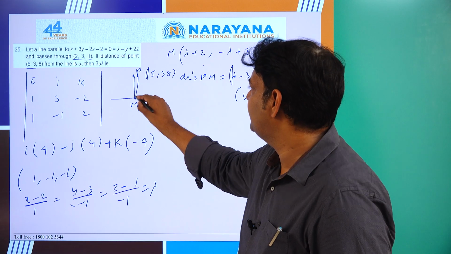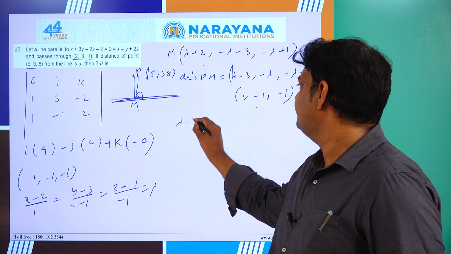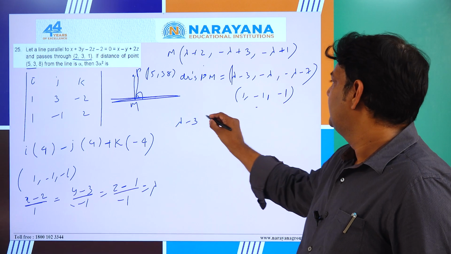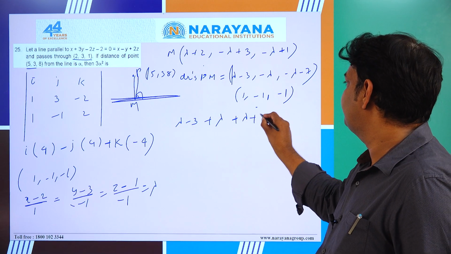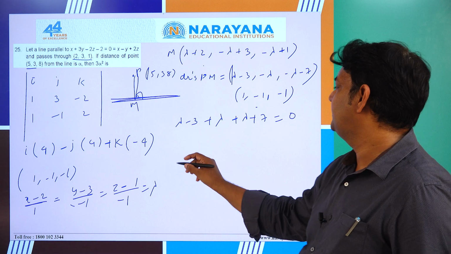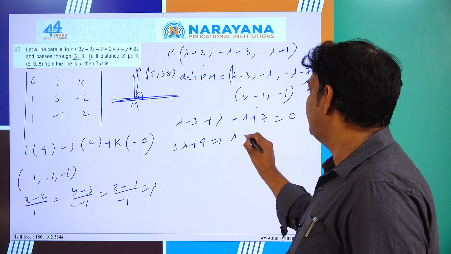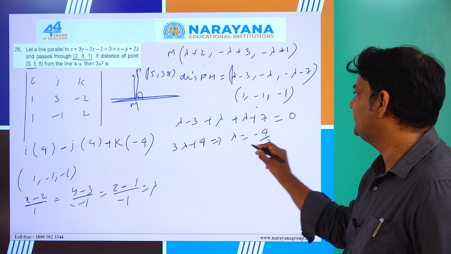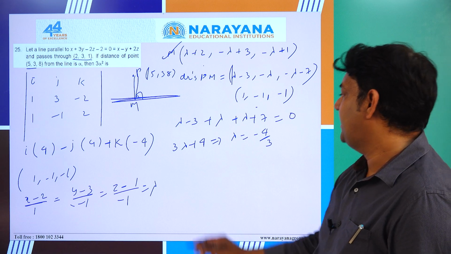If you observe the figure, PM is perpendicular to the line, so the dot product is 0. (lambda - 3) plus lambda plus 7 should be equal to 0. That is 3 lambda plus 4 is 0. So we got the value of lambda as -4/3. Substitute the value of lambda here. You will get the point M.